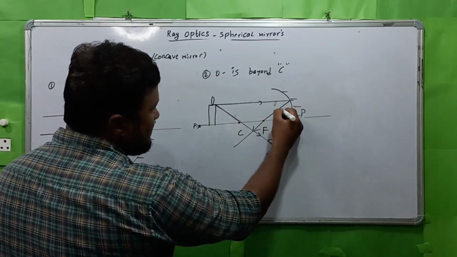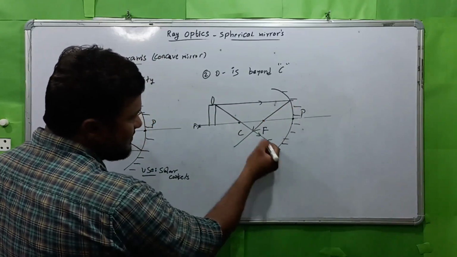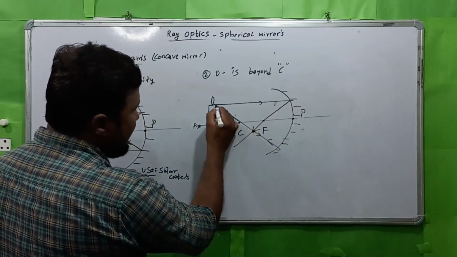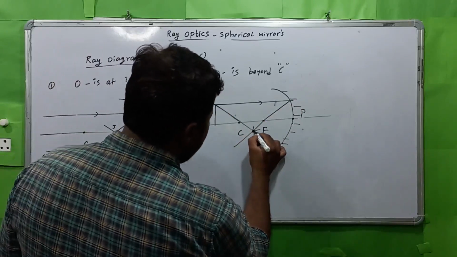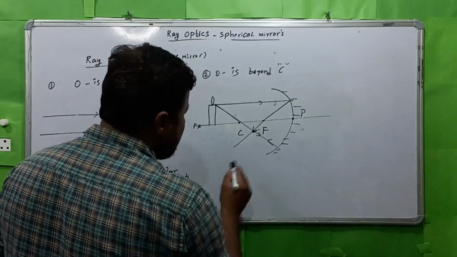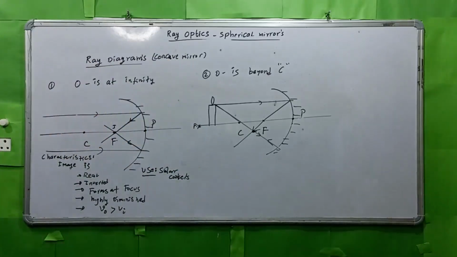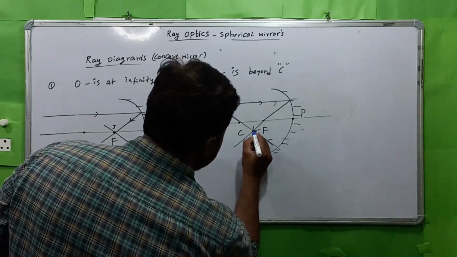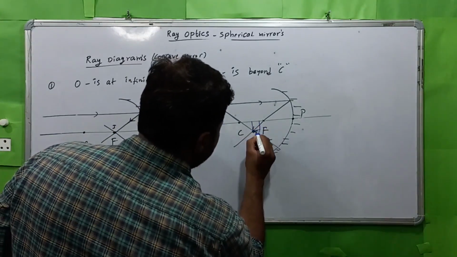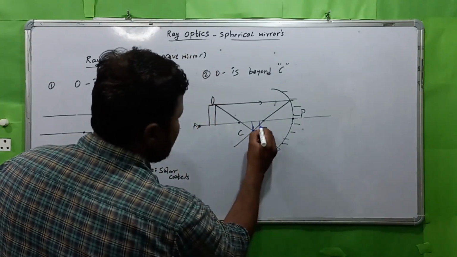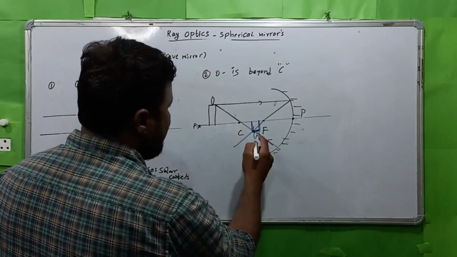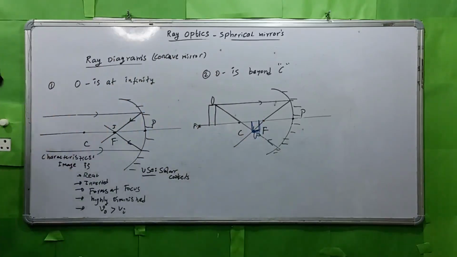As a result, we can observe the combination of reflected rays, so this edge is formed here. If you observe, I got the image here like this. This is the image; I got an inverted image here.